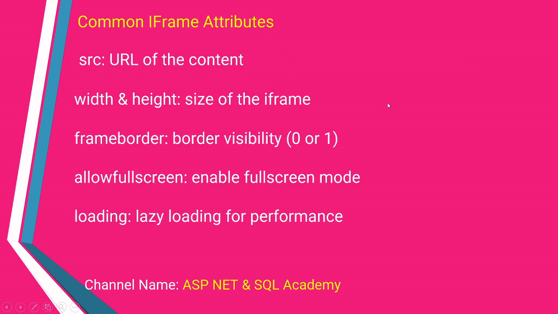Key attributes for iframes include src for the URL, width and height for size, frame border to show or hide borders, and allow full screen to allow full screen viewing.